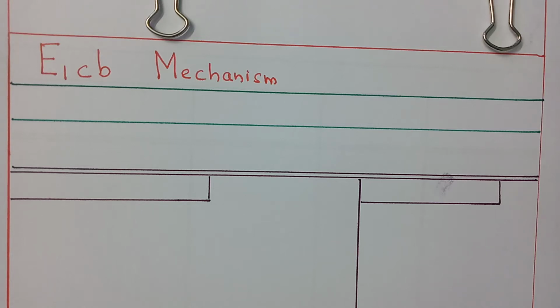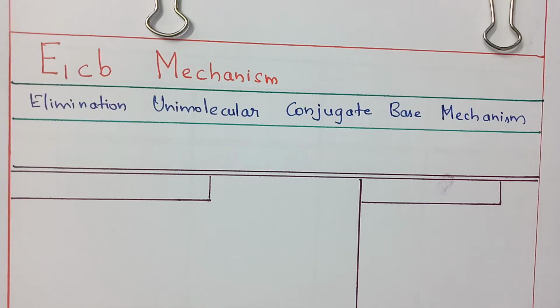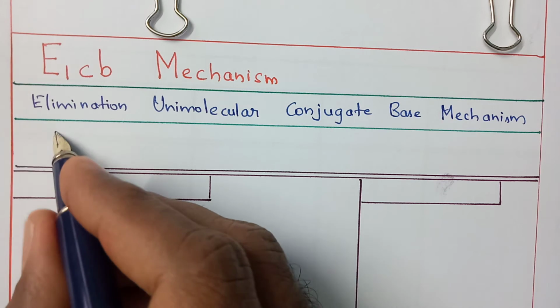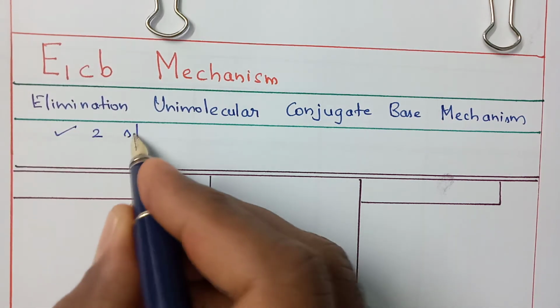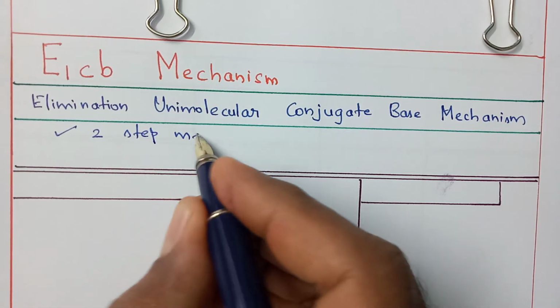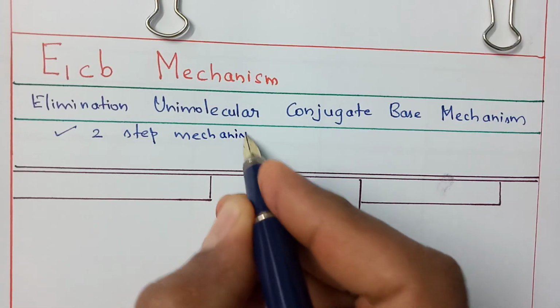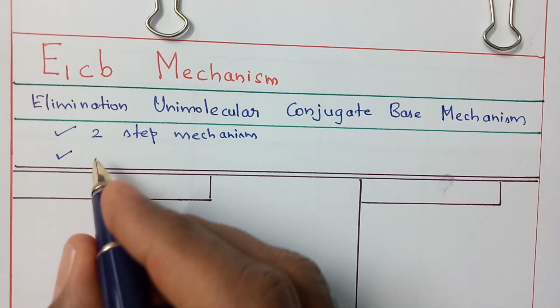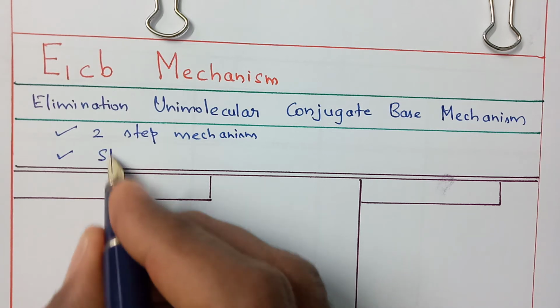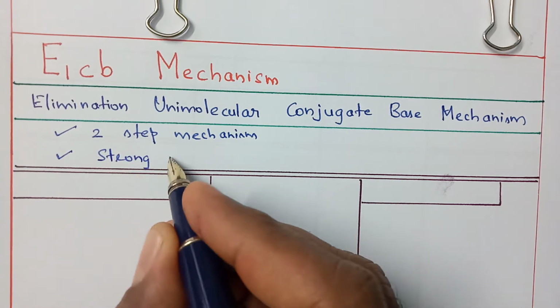E1CB mechanism. Elimination unimolecular conjugate base mechanism. This mechanism occurs in two steps. It is a two-step mechanism. This occurs in the presence of a strong base.